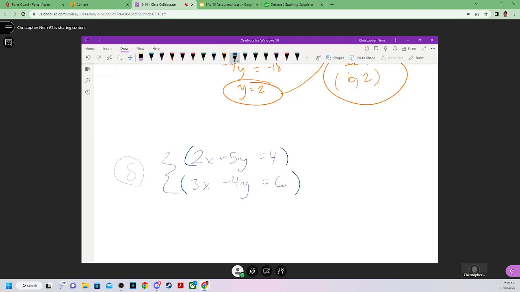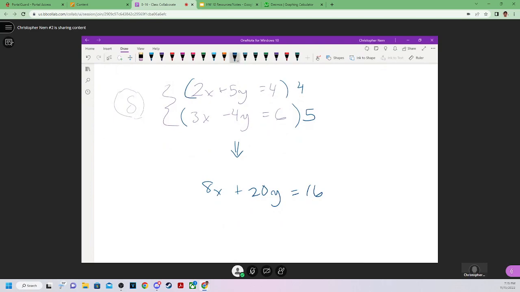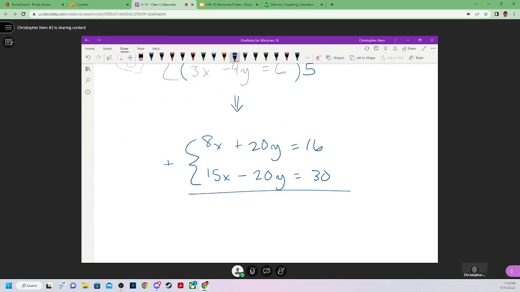Because if you notice the y terms, one of them is positive, one of them is negative. I don't have to multiply by a negative value. I'm going to multiply this one by 4 and multiply this one by 5. If I do so, my new system becomes 8x plus 20y equals 16. And then the other one is going to be 15x minus 20y equals 30. If I try to add these together, you'll notice that this becomes 23x. These guys are eliminated, equals 36.